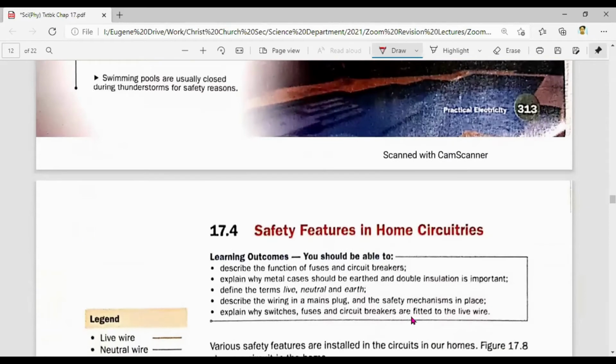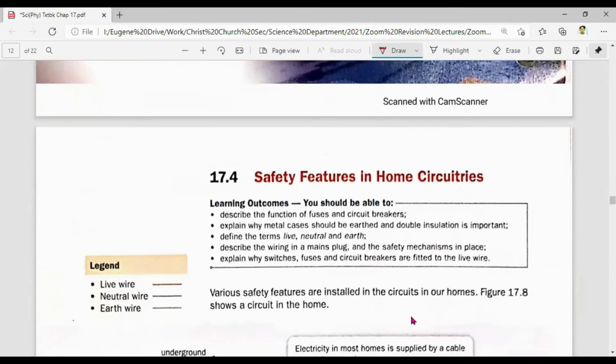What do we do at home, or what's happening at the house, to prevent us from getting shocks and fires? I'm sorry, but this is really the part where there's quite a fair bit of things you need to remember.